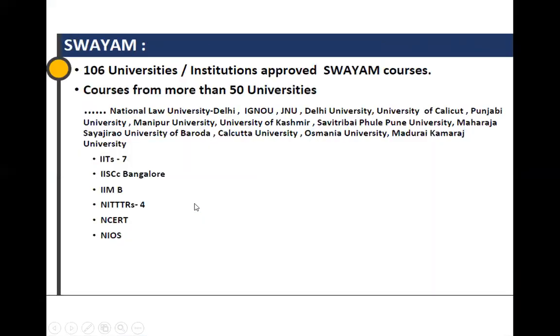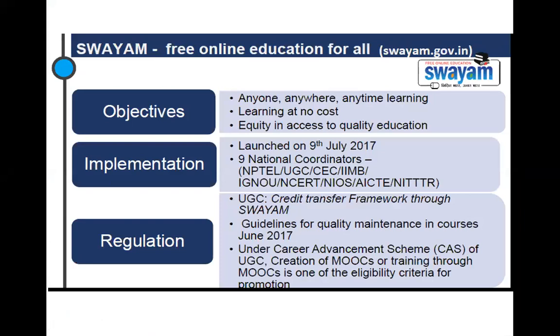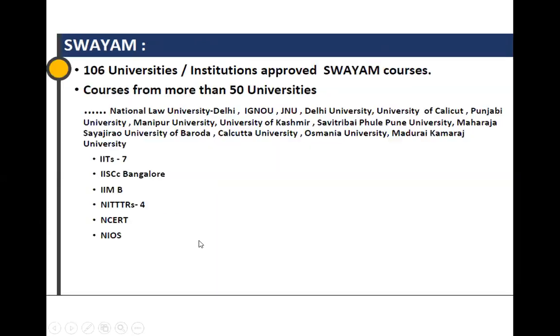Next, we'll go to Swayam. You are already aware of the objective of the Swayam courses: anyone, anywhere, anytime. For implementation, various national coordinators have been identified. As far as regulation is concerned, a credit transfer framework was already given, with the 2016 and 2017 guidelines, and then the 2021 guidelines. These are the regulations already in place across the entire country. We need to follow what is in the regulations of the entire country.